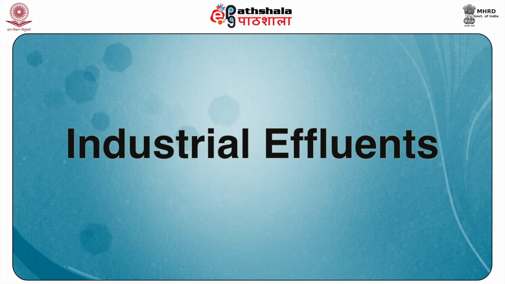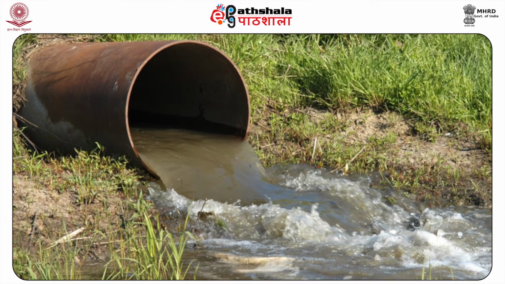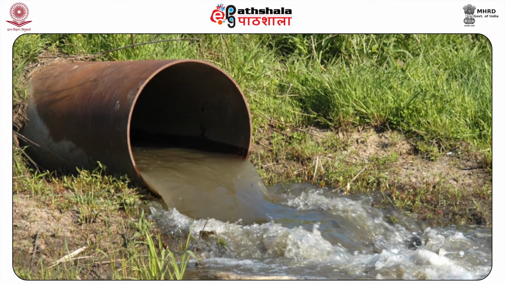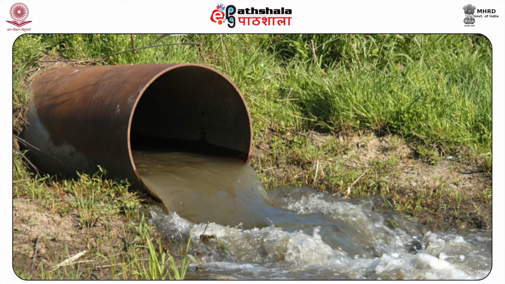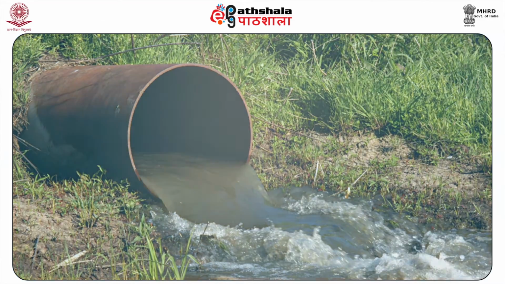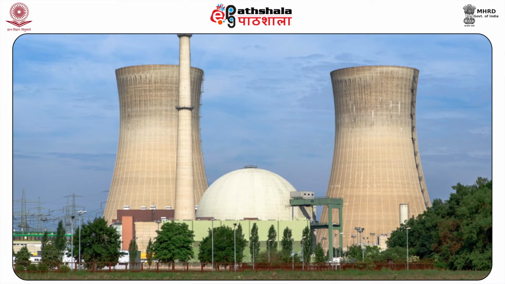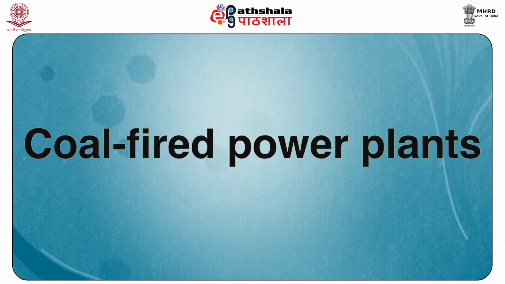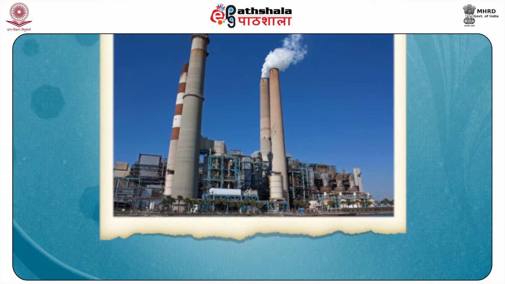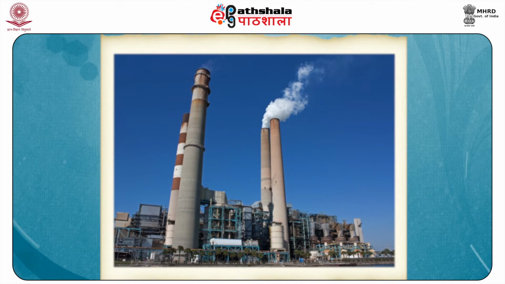Industrial effluents. Industries like textiles and sugar require cold water for the removal of heat and for cooling purposes. This heated water, when discharged into the water system, increases the water body temperature. Nuclear power plants. Nuclear power plants radiate a large amount of heat and parts of radioactive substances by which the temperature of water bodies increases. Coal-fired power plants. It is one of the most important sources of thermal pollution.